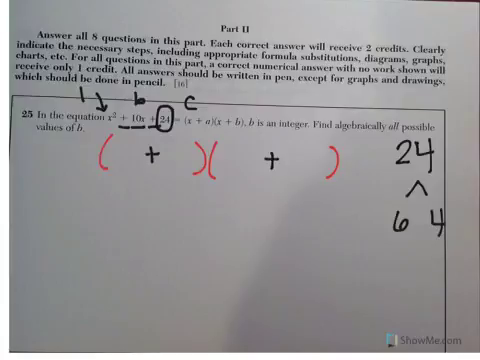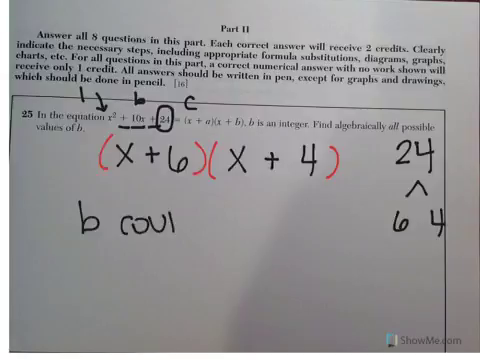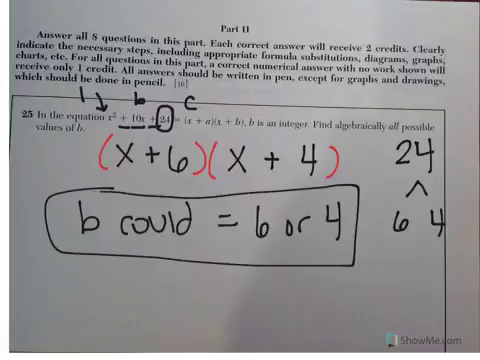So we'll have a plus and a plus, and we'll have x plus 6 and x plus 4. And so your possible values of b would be, b could equal 6 or 4. And that is your answer for 2 points.